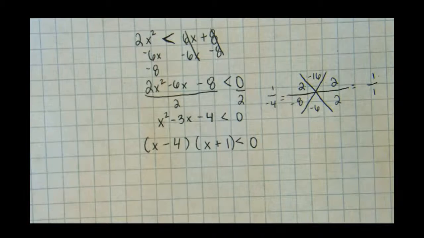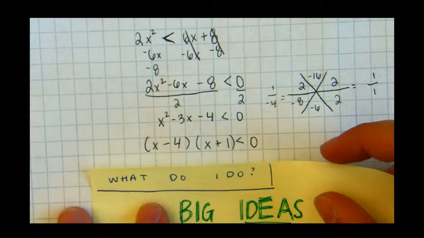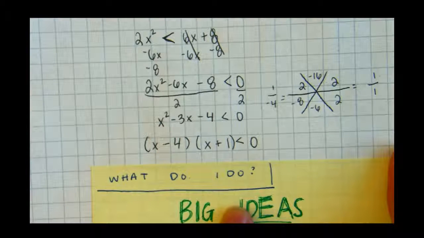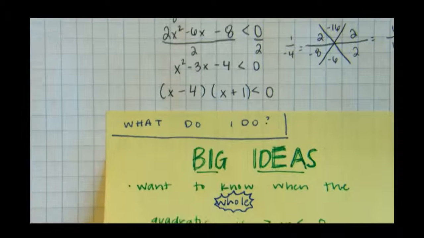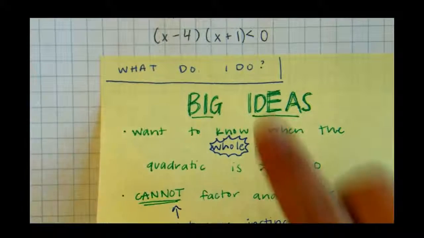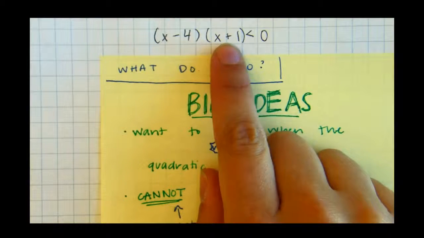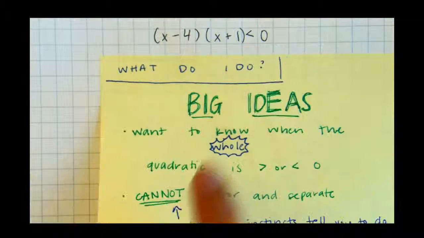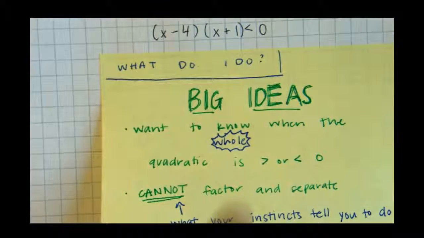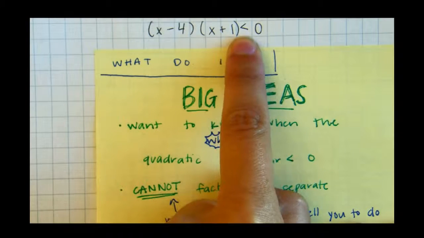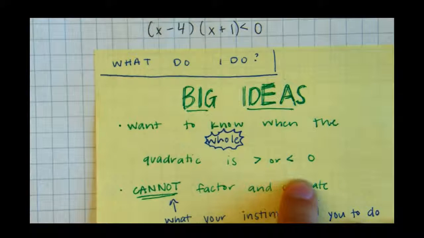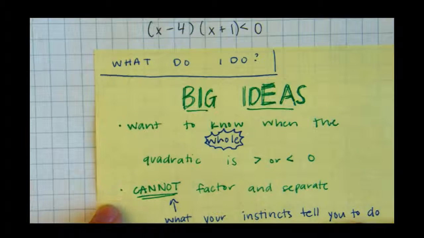Okay, so at this point, we're going to think about a big idea rather than having you think about what's going to come next. So you want to ask yourself, what do I do next once I get here? And when you get here, this is asking, when is this whole quadratic less than 0? So that's what I want to know. I want to know when is the whole quadratic, so x minus 4 times x plus 1, less than or greater than 0.